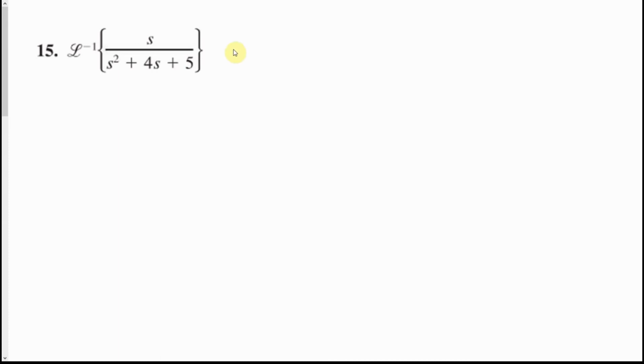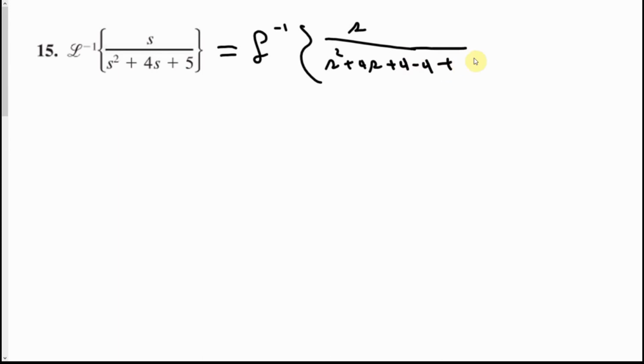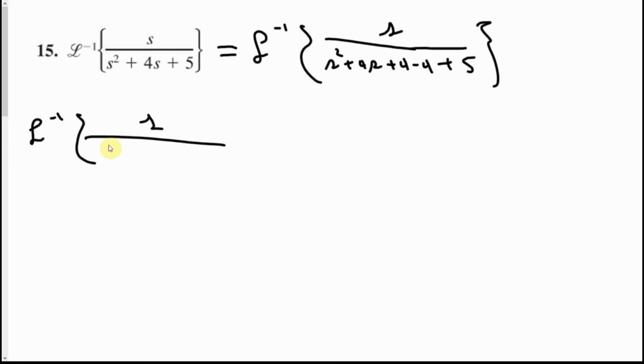So again, we're going to complete the square. This is the inverse transform. This is s up there. This is s squared plus 4s. Take half of 4, we get 2. Square that 2, you get 4. We're going to add a 4 and subtract it, the same term, and then plus the 5 there. So this is the inverse transform of that s up top. This downstairs becomes s plus 2 to be squared, then plus 1.